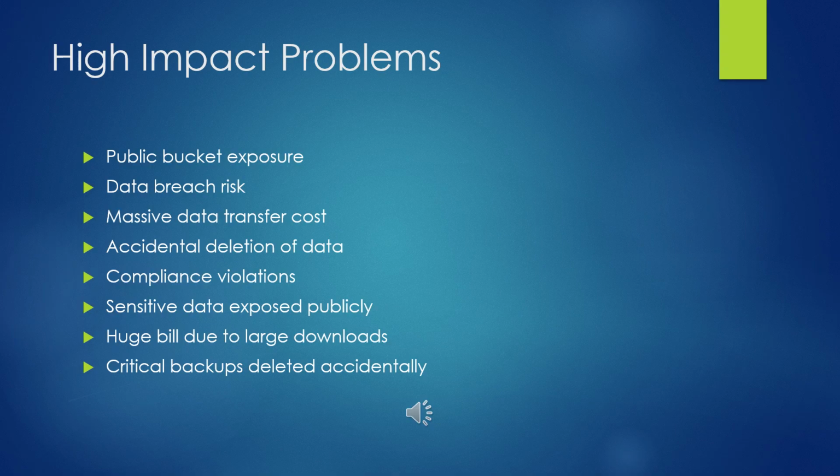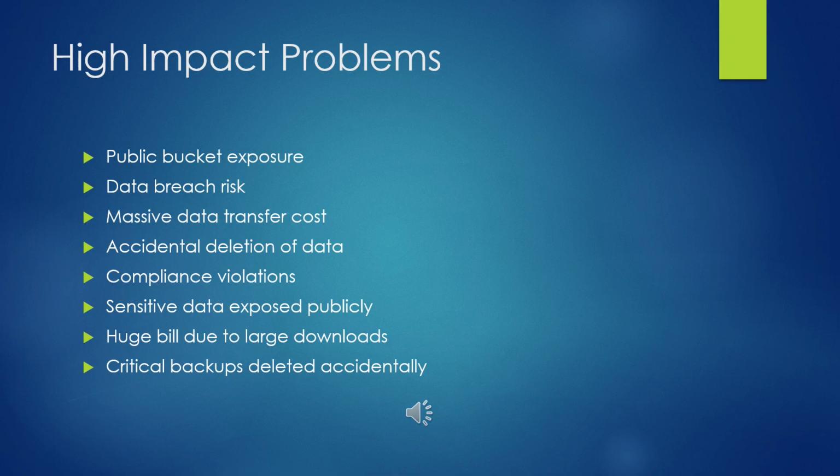6. Accidental deletion of data. Now imagine a simple human mistake. A developer deletes important files from S3. No backup, no versioning. And just like that, data is gone. 7. Critical backups deleted accidentally. This becomes even worse if backup files are deleted, because now there is no way to recover the data.